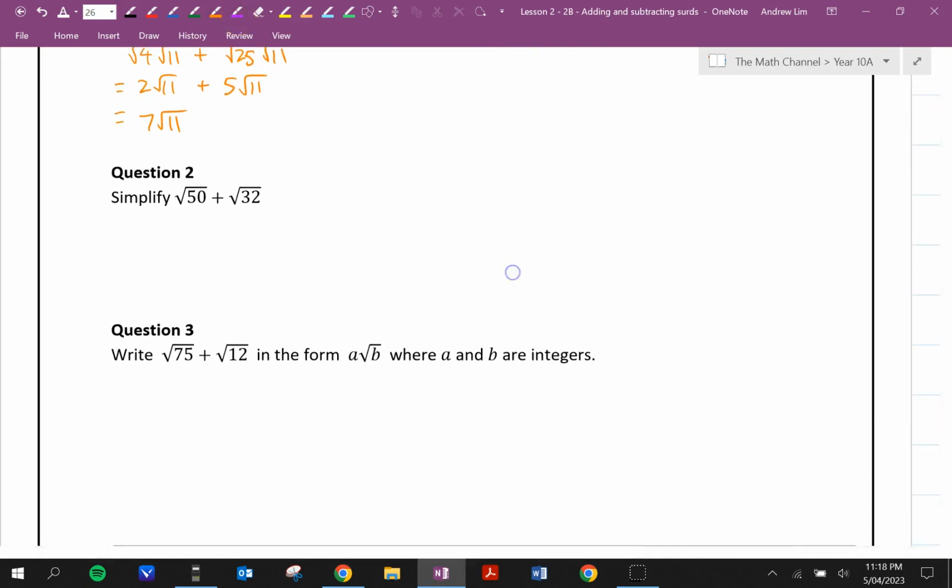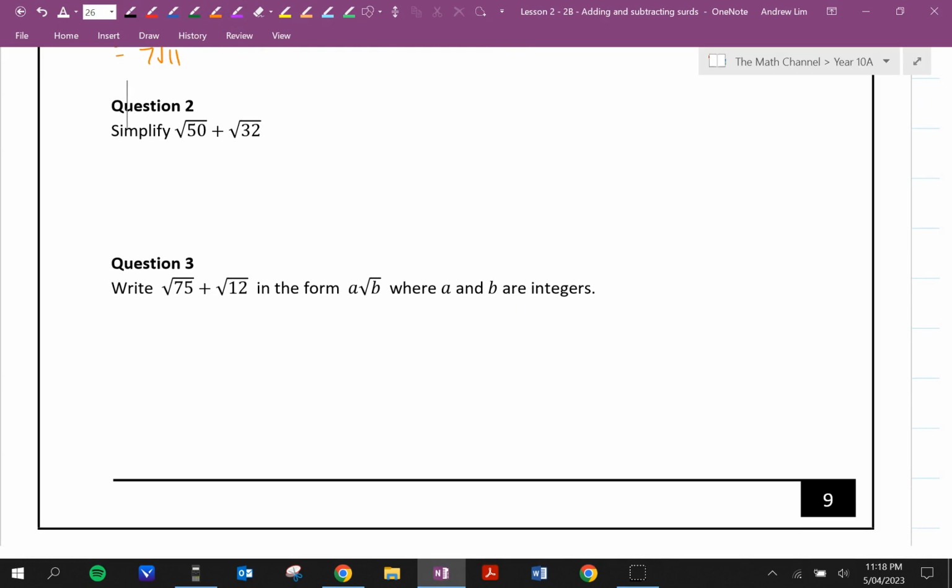Question 2. Have a go with this one. Alright, so let's check our answers. Root 50 is the same as root 25 root 2. And root 32 is the same as root 16 root 2. Okay, 16 times 2. Square root of 25 is 5. Square root of 16 is 4. 5 plus 4 is 9.